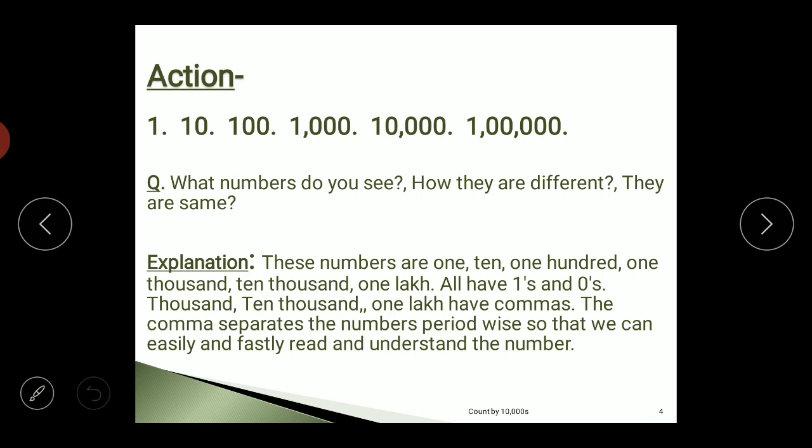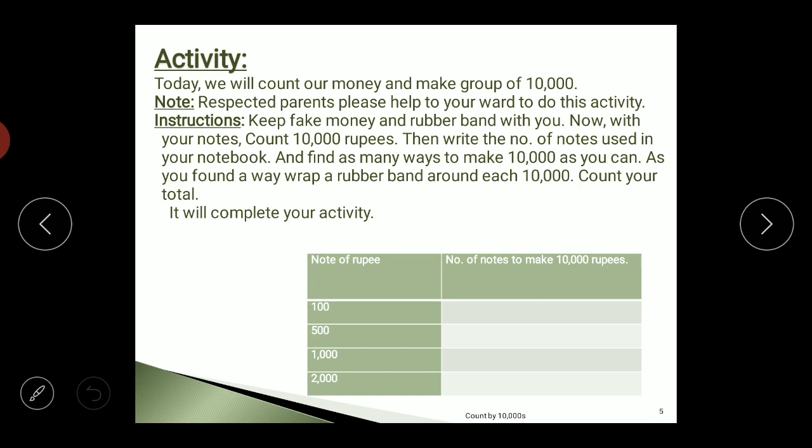So let's move forward. In today's activity we will count our money and make groups of 10,000s. Respected parents, please help your wards to do this activity. And one more important thing: please do not do this activity for them. It is for the students, not for you. You can only give hints to the students if they are not able to do it.